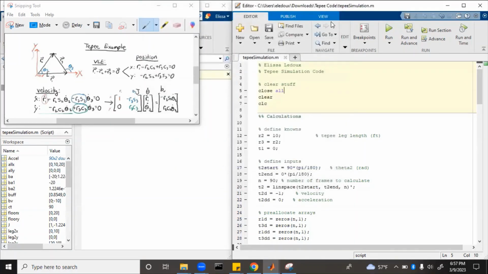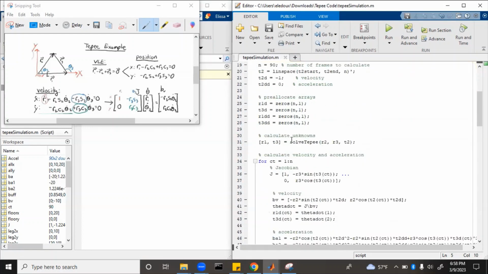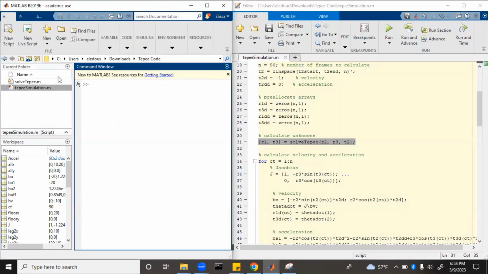So we've got the equations here that we're going to need. The main things we're going to focus on are the position equations that we got from the vector loop and the Jacobian. We're going to replace our algebraic solution, which here, line 31, we calculated the unknowns using a function, solve Tepee. And you can see that solve Tepee function over here in our current folder. Well, if we're going to solve this numerically instead of algebraically, we're going to use Newton's method of guess and check. And so instead of calculating the unknowns with this solve Tepee function, we're going to put the calculation actually inside of the for loop to get our R1 and T3 unknowns.